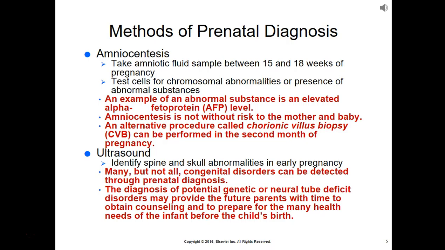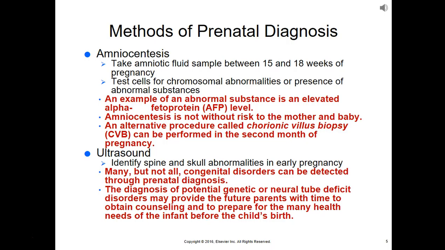Amniocentesis is not without risk to the mother and the baby. An alternative procedure called chorionic villus biopsy, or CVB, can be performed in the second month of pregnancy. So let me give you a little bit of background about these AFP tests and amnios and all of this business. Usually, if there is concern, for example, if a mother's age is a concern for risk for the baby to have Down syndrome, they will sometimes offer the mom the option of having these tests done.